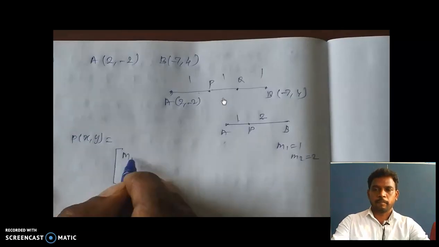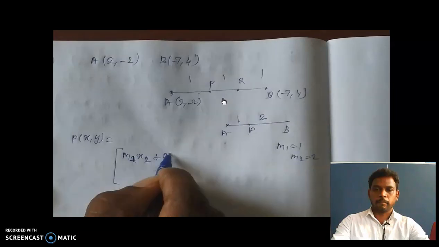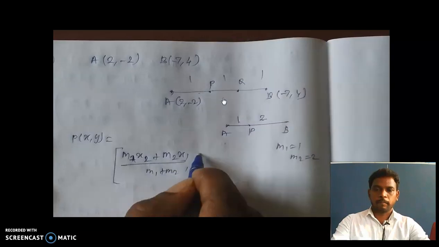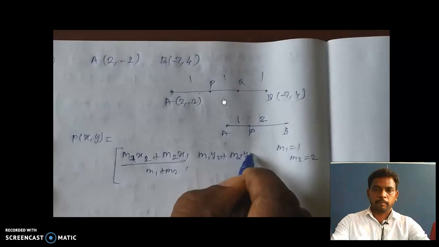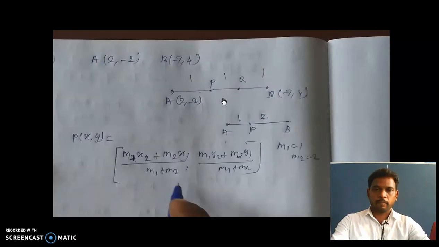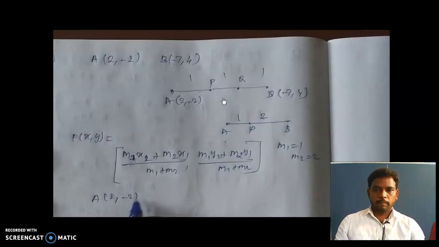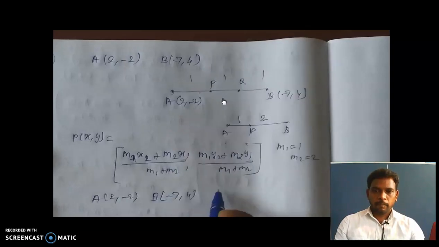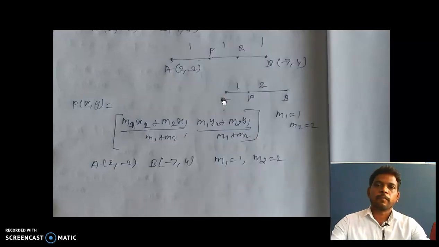M1 x2 plus M2 x1 divided by M1 plus M2, comma, M1 y2 plus M2 y1 divided by M1 plus M2. So that is the formula. So here now the A value is 2, -2 and B value is -7, 4, and M1 equal to 1, M2 equal to 2. Okay, so substitute here.